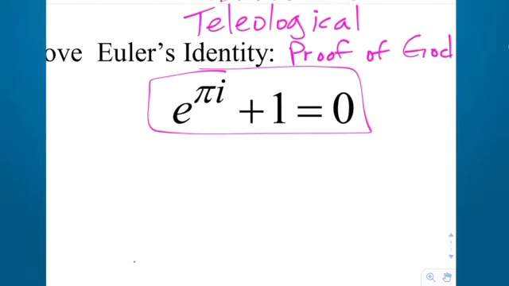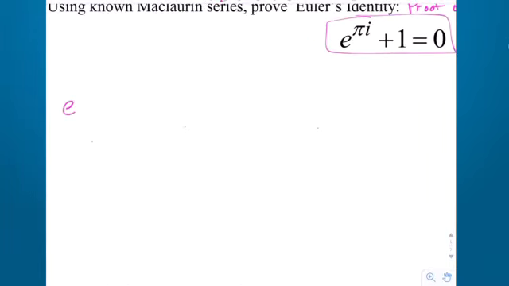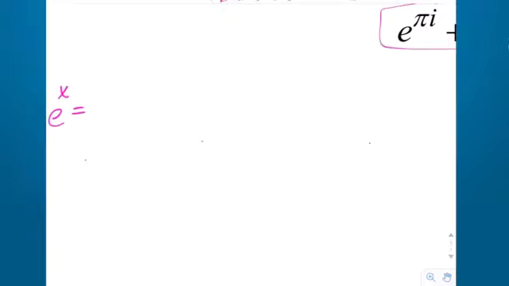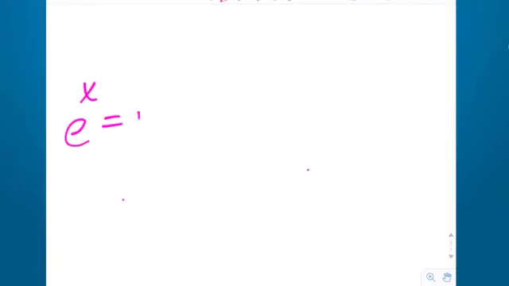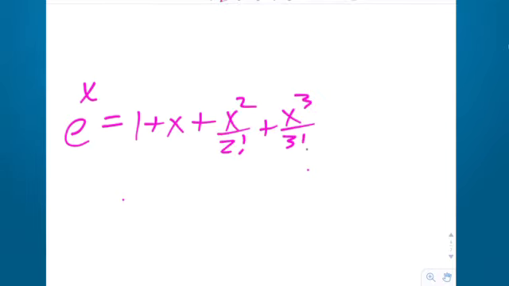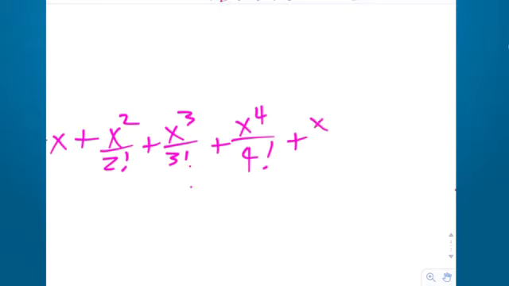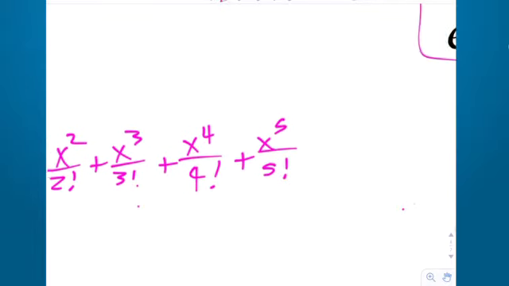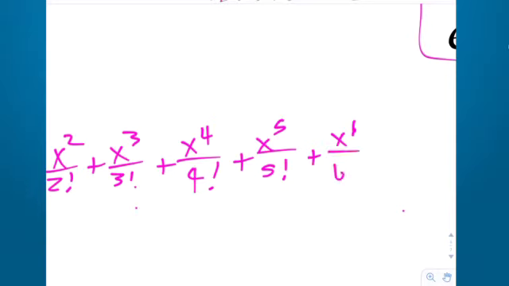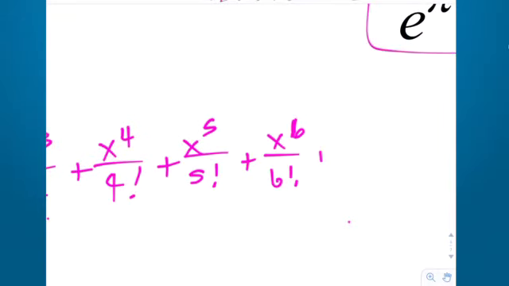So let's see why it's true. We can use series for that. I'm going to start with the exponential function e to the x, and of course its series is 1 plus x squared over 2 factorial plus x cubed over 3 factorial plus x to the 4th over 4 factorial. I'm going to go out a little bit further here. 5 factorial, and you'll see why, plus x to the 6th, 6 factorial, plus dot, dot, dot.